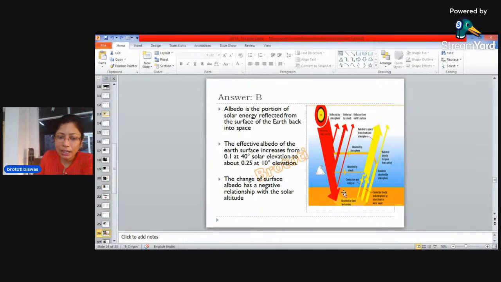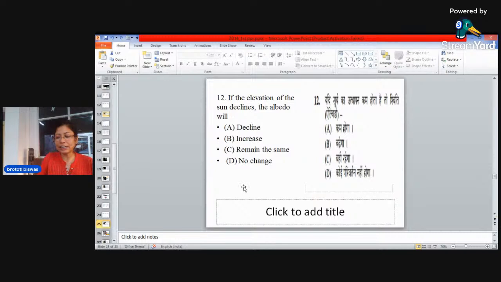Generally it is seen that at 40 degree solar elevation, albedo is 0.1. When the solar elevation decreases to 10 degrees, albedo increases to 0.25. So in short, there is a negative relationship between the sun's elevation and the albedo. So the answer will be B. If the elevation of the sun declines, the albedo will increase, because there is a negative relationship.